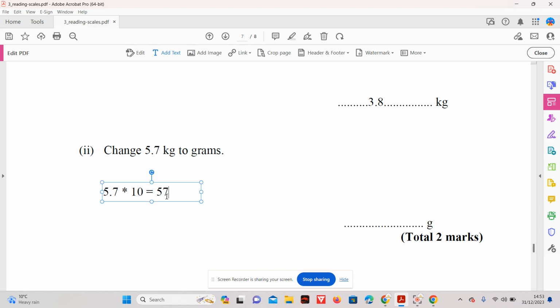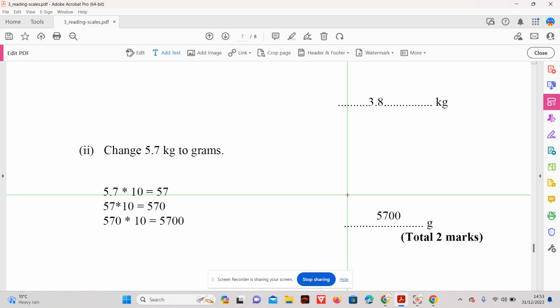If we times it by 1,000, this time we're going to do 57 times 10, and that equals 570. Once you've got the decimal on the right side of the number, you just add zeros from here on out. So it's 570. And then if we times it by 10 again, which is 570 times 10, because we're timesing by 1,000, we have to do it 3 times. So 570 times 10 equals 5,700, and that will be our answer. So we put 5,700, and that's job done. Hope that makes sense to you guys.